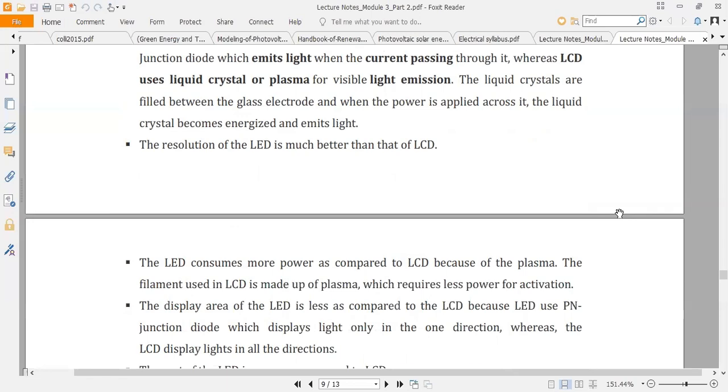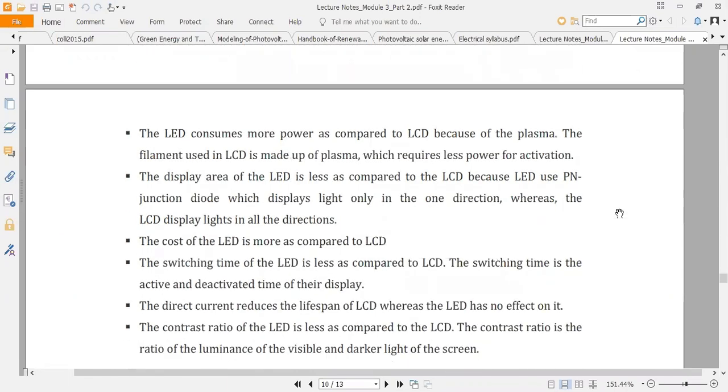Third point is LED consume more power as compared to LCD. Why? Because LED consists of PN junction diode, whereas the LCD consists of plasma, and this energization of plasma required less power compared to energization of a PN junction diode. Okay. So LCD consume less power.